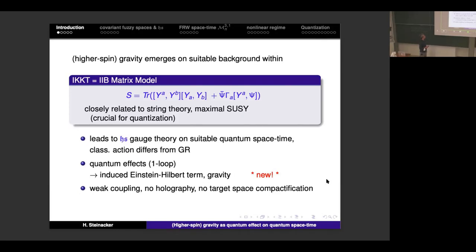Also, just to clarify any confusion, I will not talk about holography. Holography has nothing to do with it. And there will be no target space compactification. Nevertheless, the gravity will be 3+1 dimensional.